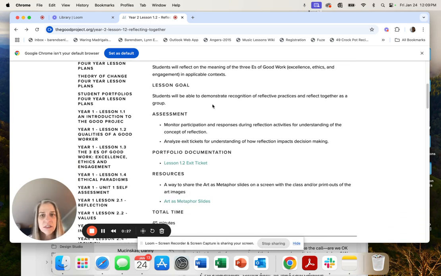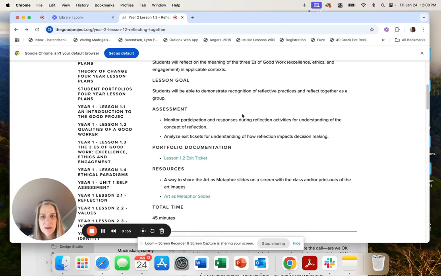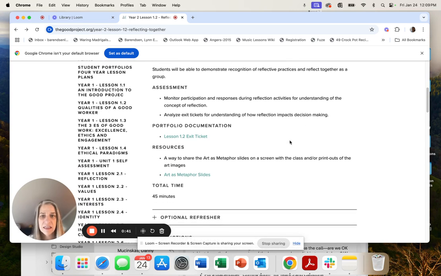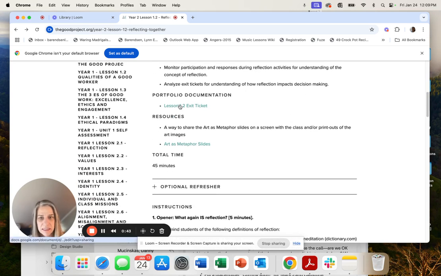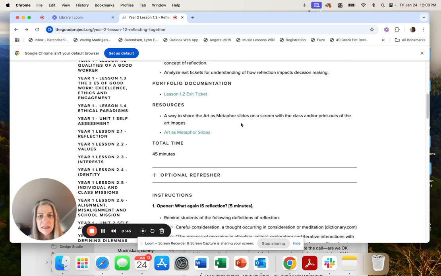So the lesson goal is that students will be able to demonstrate recognition of reflective practices and also reflect together as a group. Assessment has to do with monitoring participation, as always, and analyzing exit tickets. Here is the actual exit ticket itself. And then the resources involve art as metaphor.